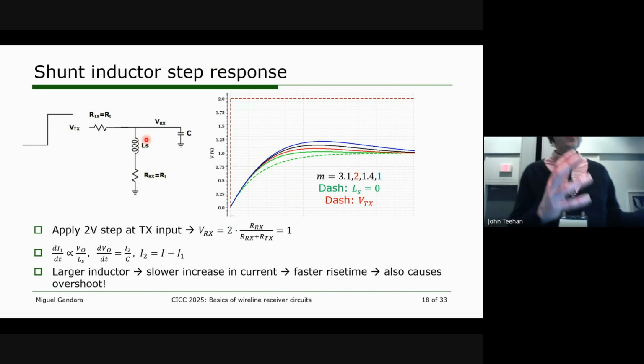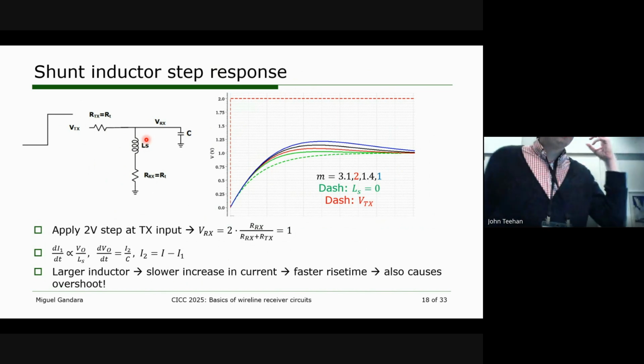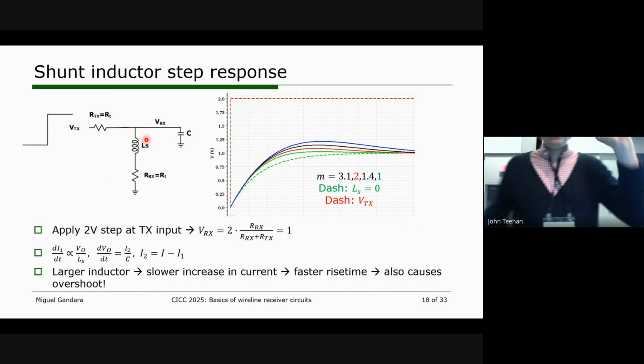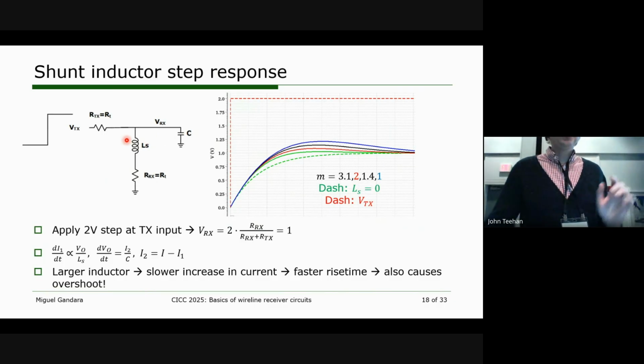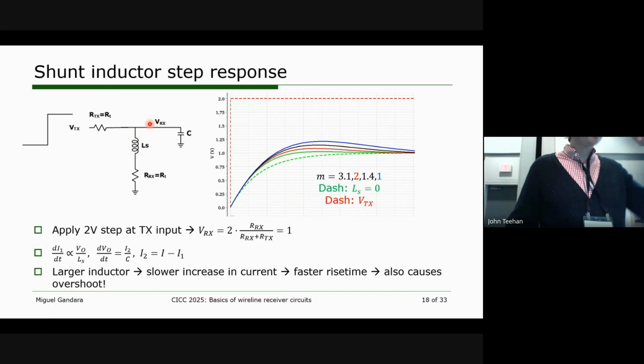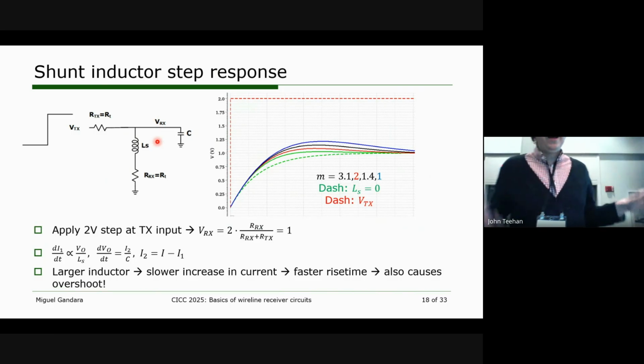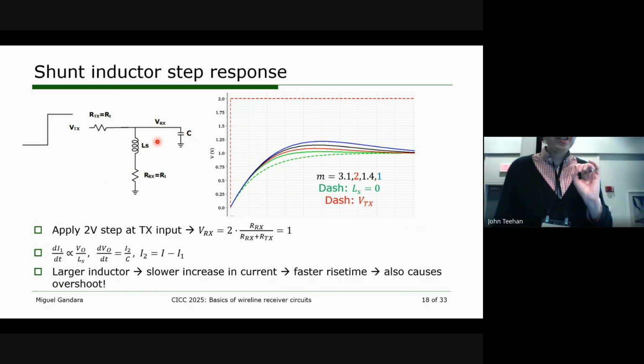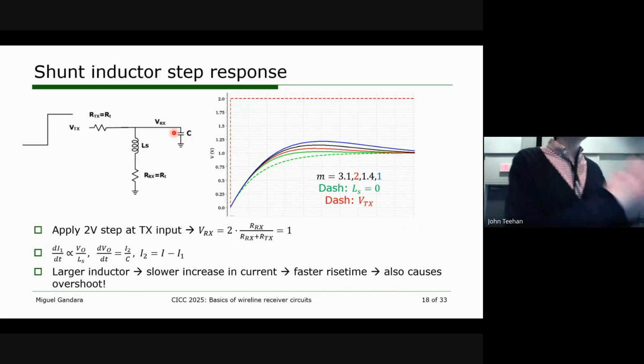Now, of course, we know that inductors oppose the change in current. So for any given time, if we have a certain voltage on the output, the change in current will always be reduced as we increase the inductor. This means that increasing the inductor will always minimize the amount of current going through this path. So that's why we get this improvement in rise time.